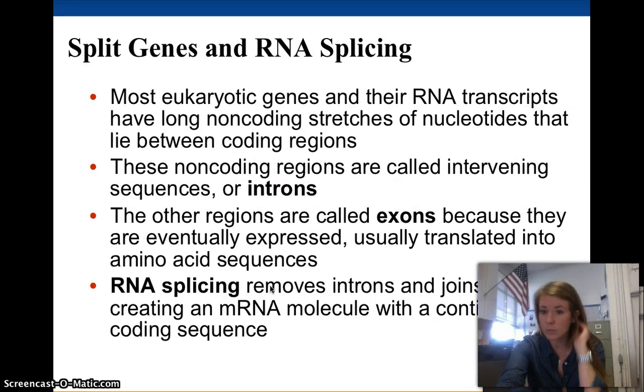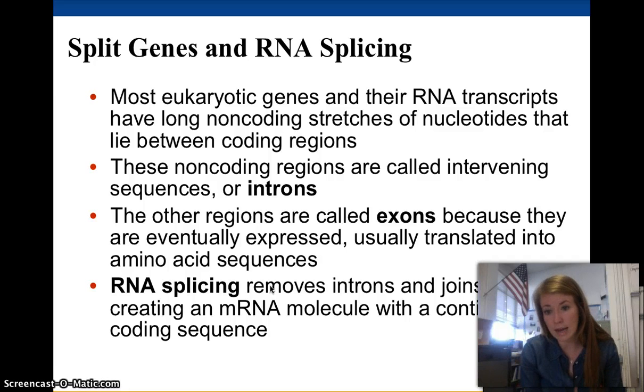And then there's something else, where we cut out middle parts of the mRNA, which is called RNA splicing. Splicing is when you cut something out and you seal it back together again. Most eukaryotic genes, and because of that their RNA transcripts, have long non-coding regions in the middle of them. These are called intervening sequences, or introns.